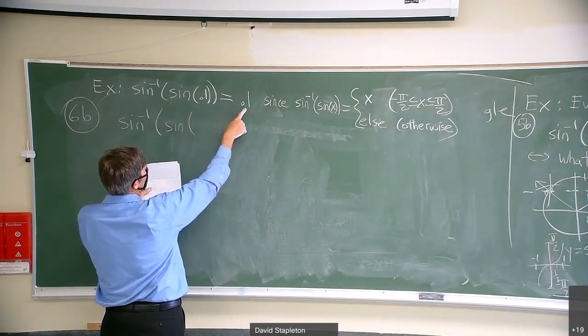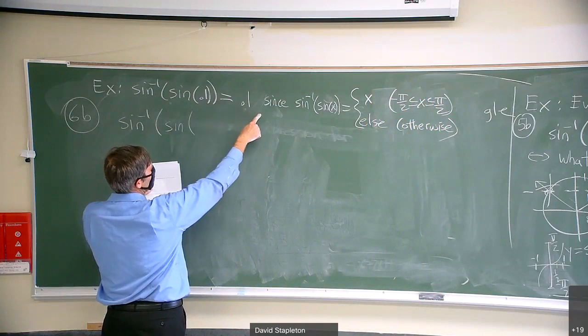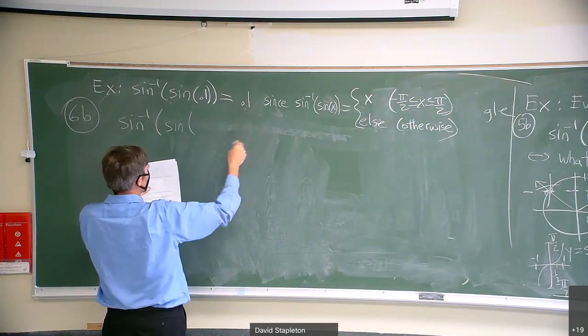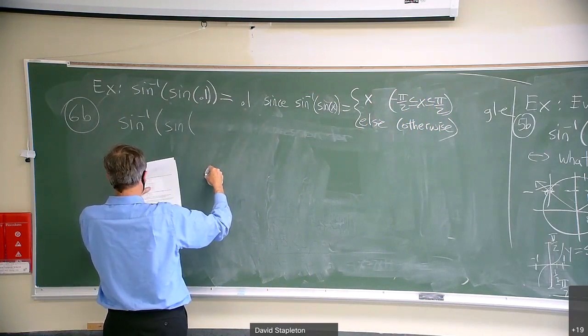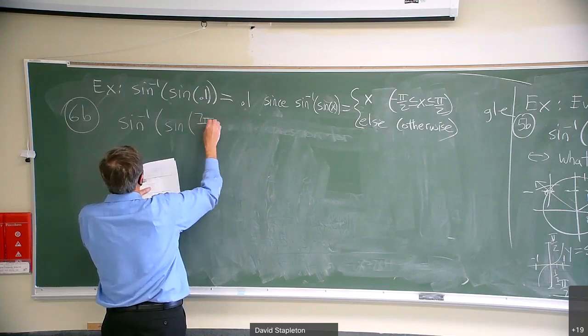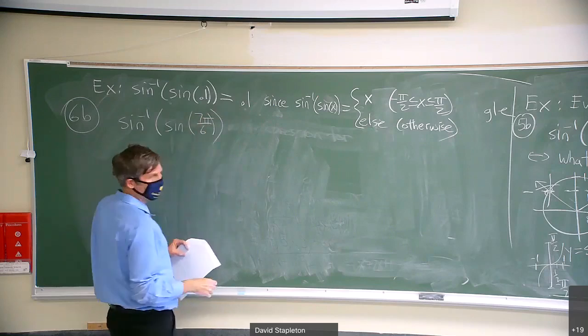But I could give you one like this on the test. Not a special angle, not a problem, right? If it's between minus pi over 2 and pi over 2. What's the arc sine of the sine of 7 pi over 6? It's not 7 pi over 6. How do we find it?